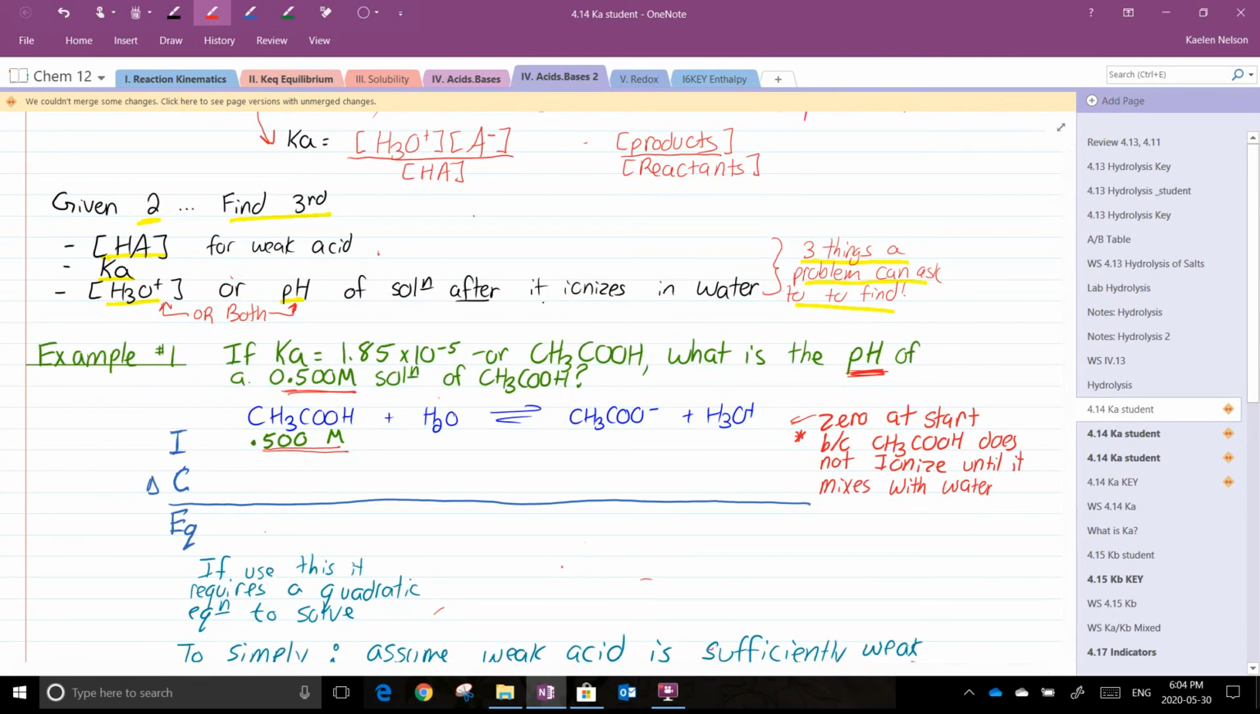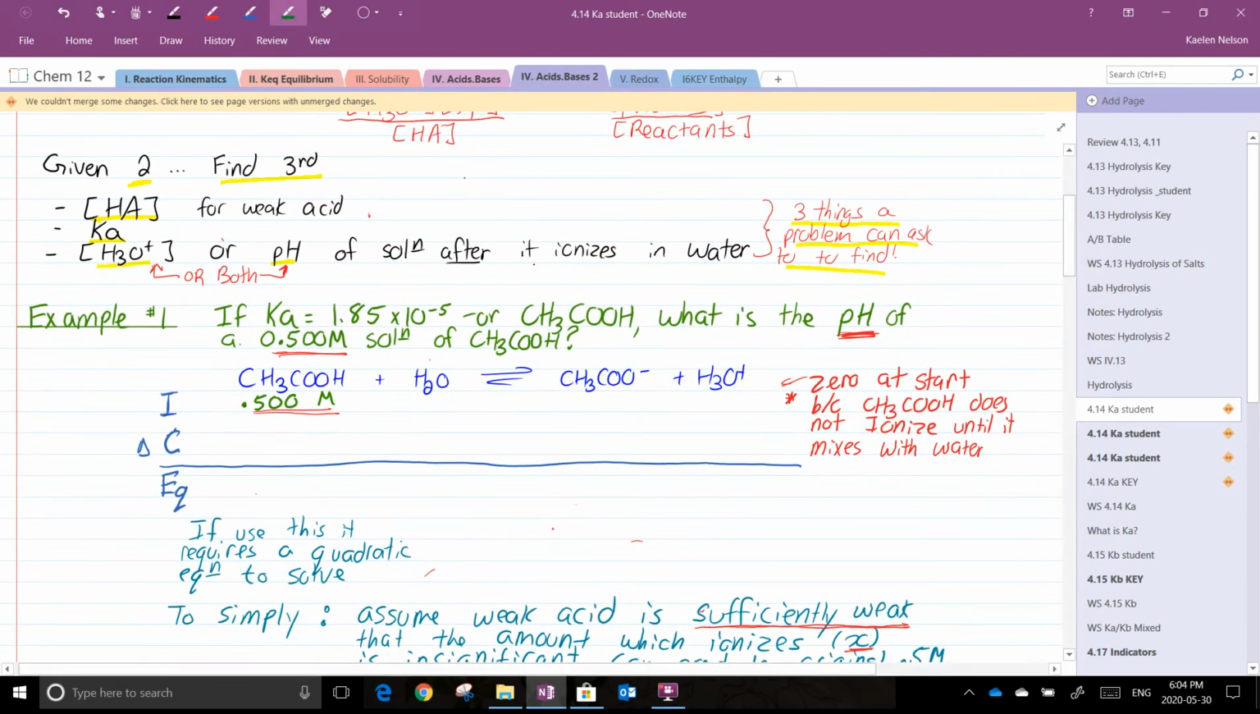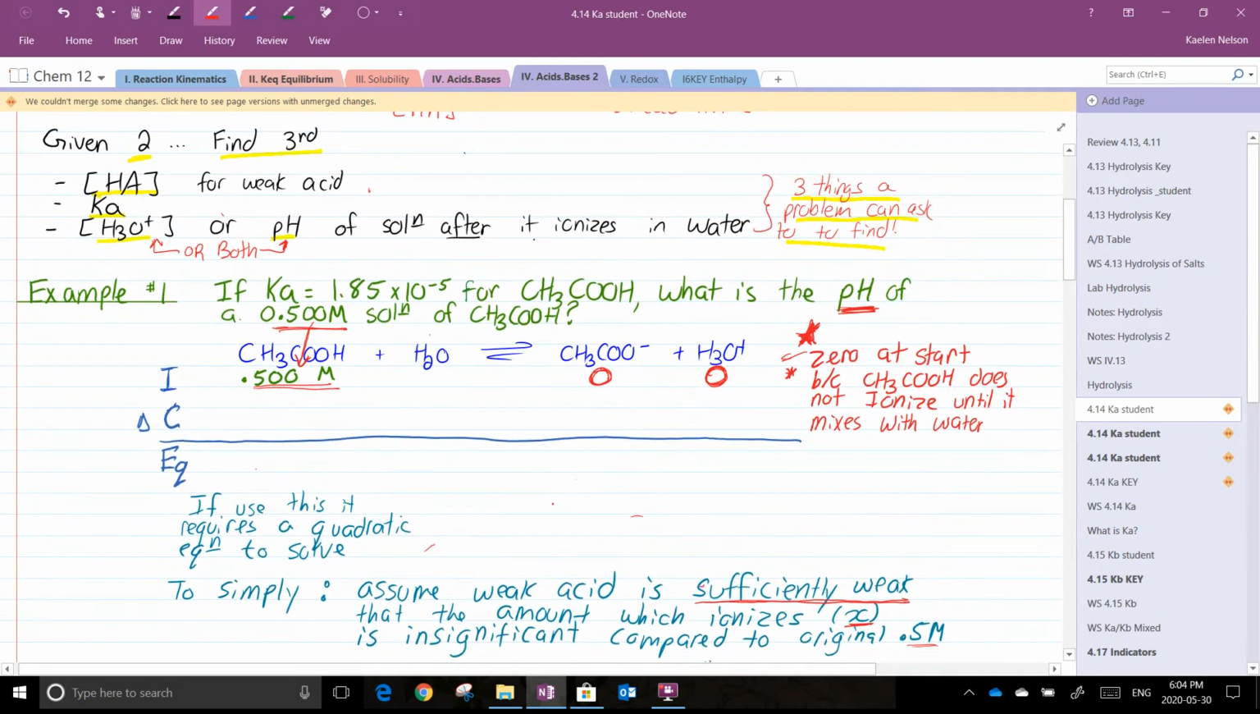Our first example gives us the Ka for acetic acid, CH3COOH, and it's asking us what is the pH. So we're going to go back to ice tables we remember from most of our year. This is my initial concentration, so I'm going to put it in there, and then star this piece right here. These first 2 lines on your ice table need to be 0, exactly the same pattern as we followed when we did the Ksp in Unit 3. There's 0 at the start because it doesn't ionize till you mix with water, so make sure you have zeros there.